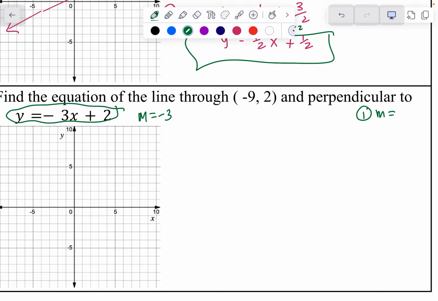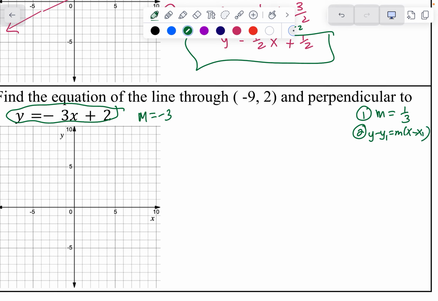Now, if it was parallel, that's our slope, but it's not. It says perpendicular. So you want to change that sign and find the reciprocal. So what's it going to be? It's going to be 1 over 3, right? So our slope is going to be a positive 1/3. Now, once we do that, you still follow those same 3 steps. Next step, y minus y1 equals m times x minus x1. Okay, let's take and plop that in.